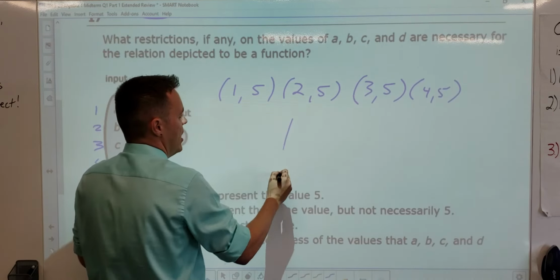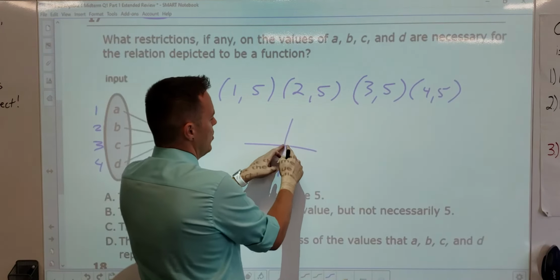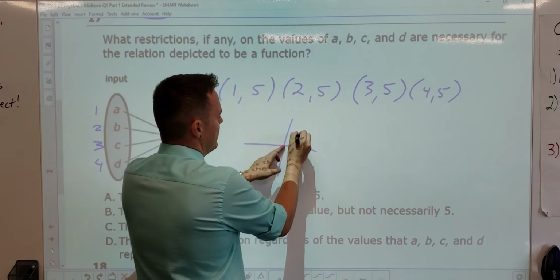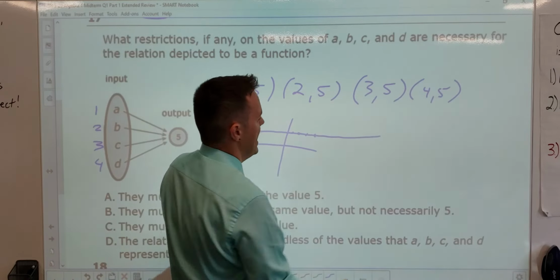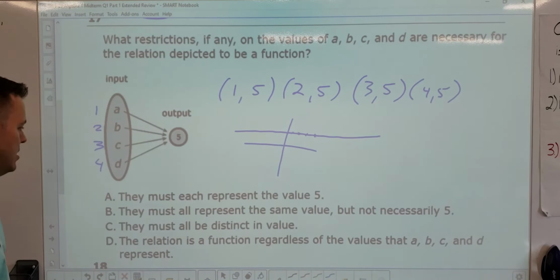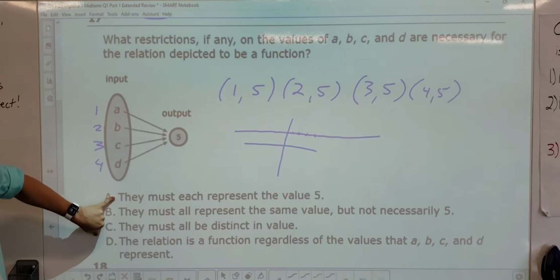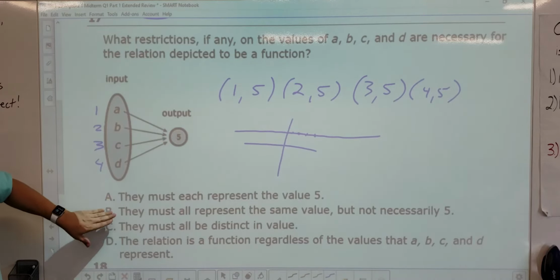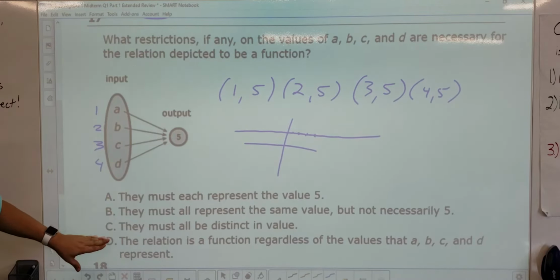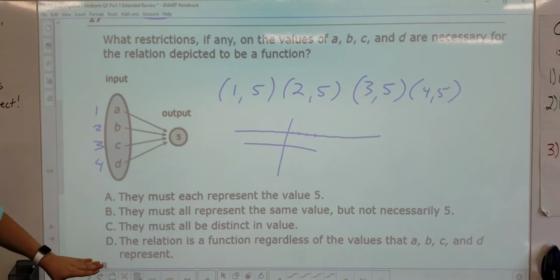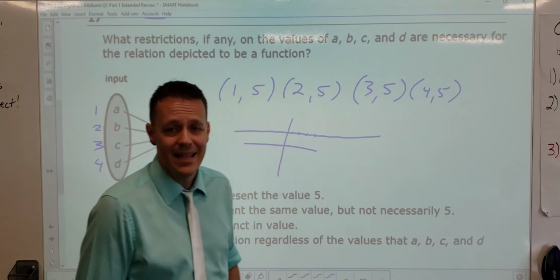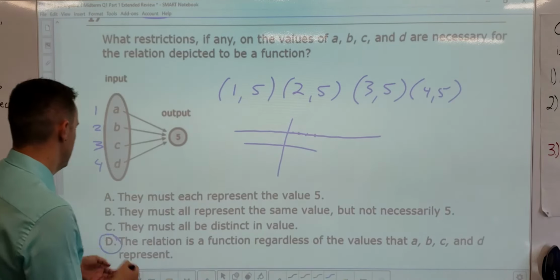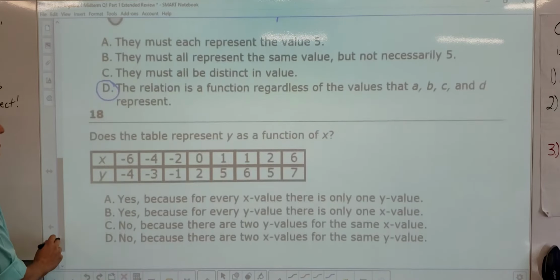Now I want you to draw a picture and graph it. So I'm going 1 over 5 up, 2 over 5 up, 3 over 5 up, 4 over 5 up. Ladies and gentlemen, if I do that, is that a function? The answer is what? They must each represent the value 5. They must all represent the same value. They must be distinct in value. The relation is a function regardless of the values that A, B, C, and D represent. That is the most logical answer because, ladies and gentlemen, it is a true statement.